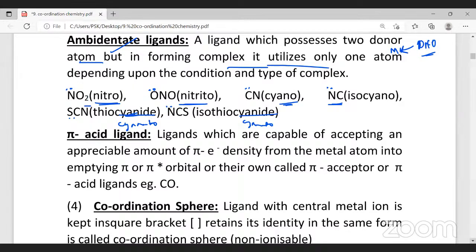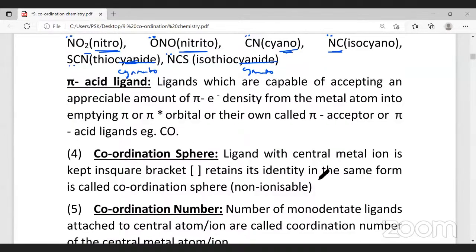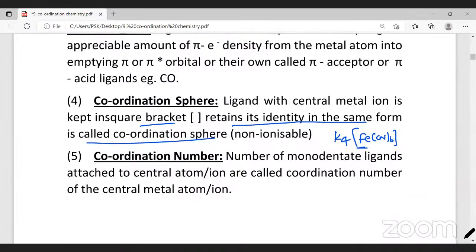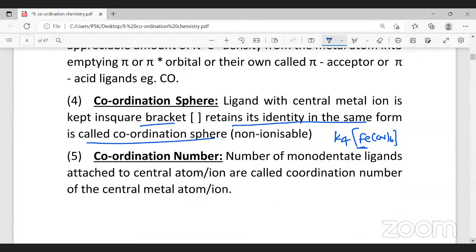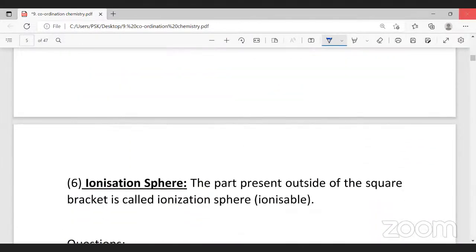Now, coordination sphere, you know what is coordination sphere? We have been talking about it from the beginning. Whatever is in the bracket is called the coordination sphere. Generally, a complex ion is represented by a box. The ligands with the central metal ion, which are kept in the square bracket and retain their identity in the same form, are called the coordination sphere. Or it's also called non-ionizable. Coordination sphere means ligands with the central metal ion, which is kept in the square bracket. Now, coordination number, we will discuss possibly from the next class. Or, okay, we will learn these two points now itself.